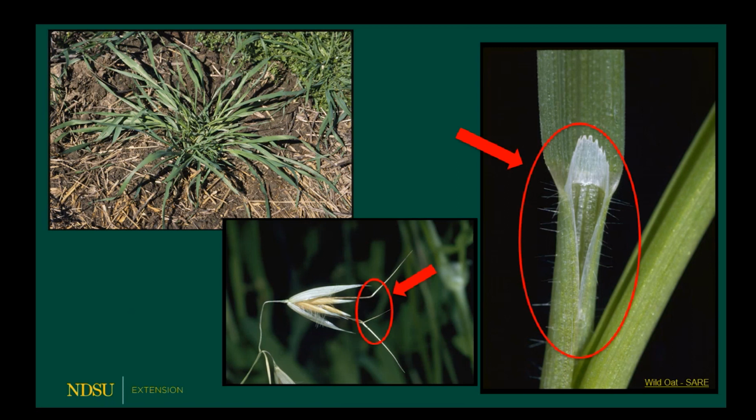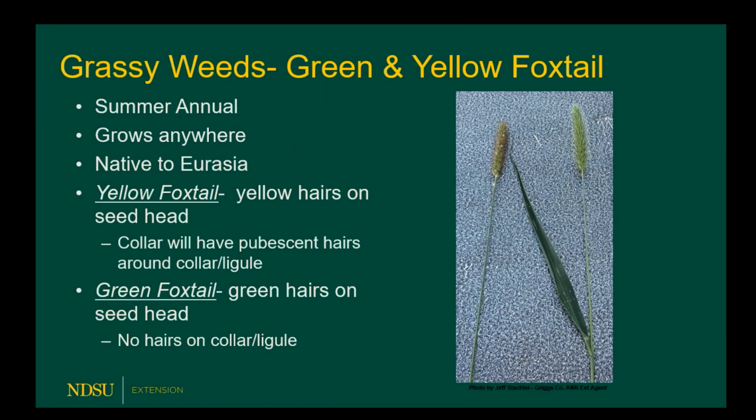And then we have green and yellow foxtail. These are often called your pigeon grasses. They're summer annuals, and they grow anywhere as well. I found them in my yard too.